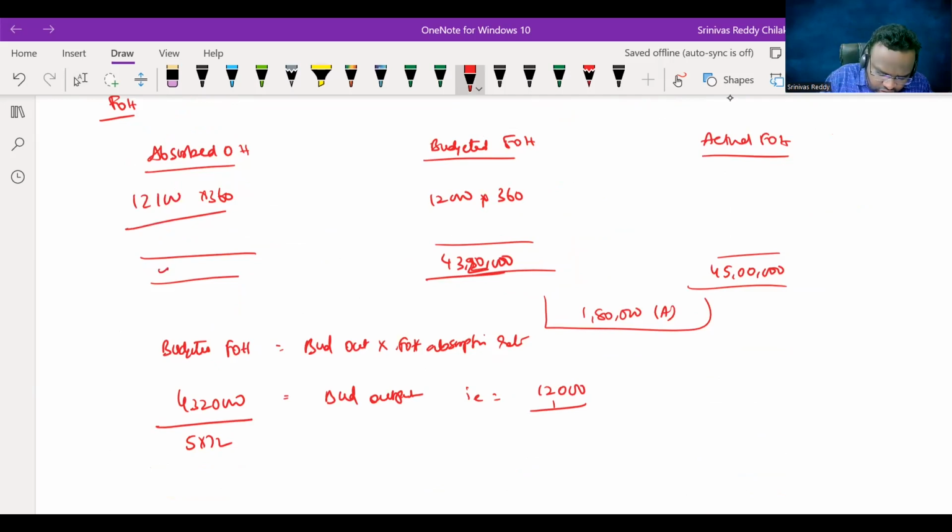So please link one by one. Don't forget any concept. This is a combination of material, labor, overheads. If I do only materials and labor, sir, I'll go to the examination. You should do overheads also. Very, very important. 43,56,000 minus 45 lakhs, 1,44,000.